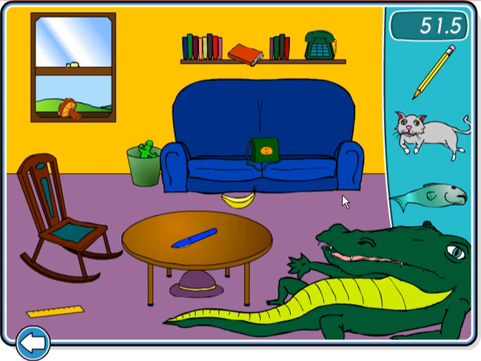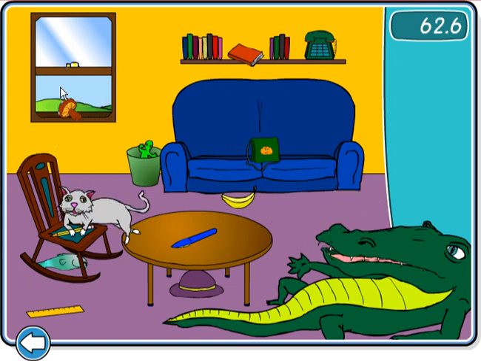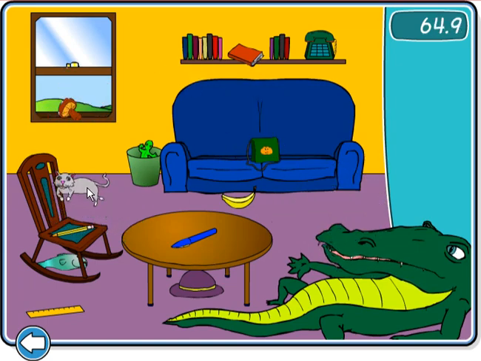Put the fish under the chair. Put the pencil on the chair. Put the cat behind the chair.